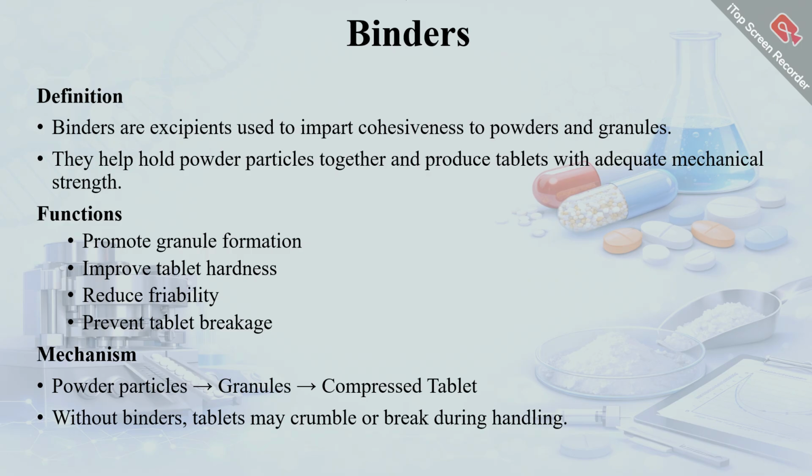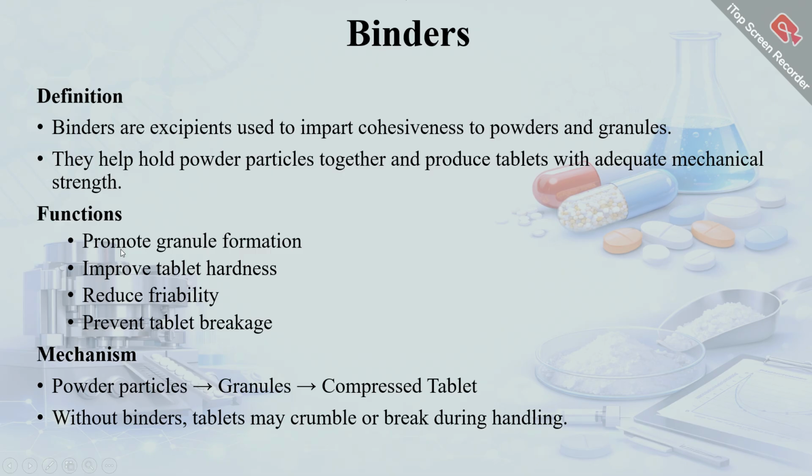Next, the second category of excipient is binder. Binders are used to impart cohesiveness to powders or granules. Whatever we are mixing, API, diluent, etc., all of this should stick together to form a tablet. For that purpose we are using binders. See here, they help hold powder particles together. It will keep all the particles together and produce tablets with adequate mechanical strength.